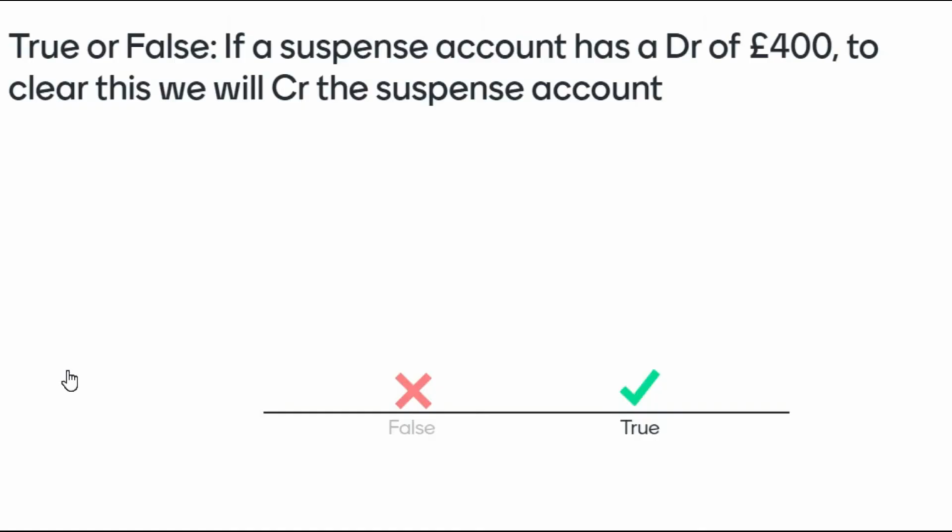Next question. True or false? If a suspense account has a debit of £400, to clear this, we will credit the suspense account. So that's true. Sometimes students get confused between a suspense account having a debit or credit balance. At any time in a TB, a suspense account could have a debit or a credit. So it's not enough to just learn that if you've got a suspense account on the TB, then you need to credit it to clear it. That's not the case. It just depends what has been posted into that suspense account. So in this case, it's true.